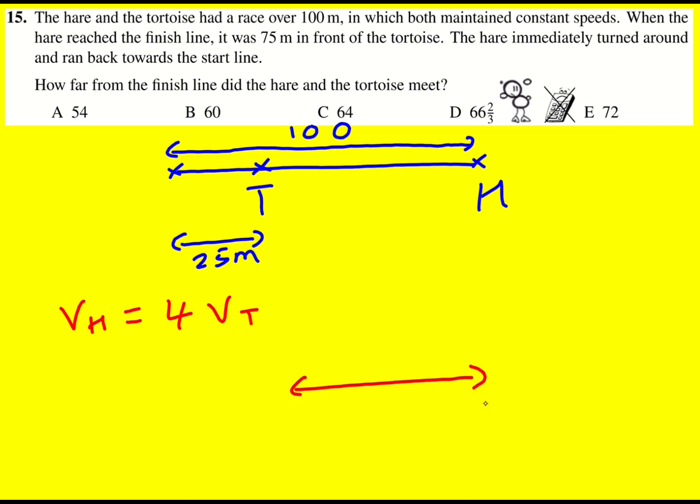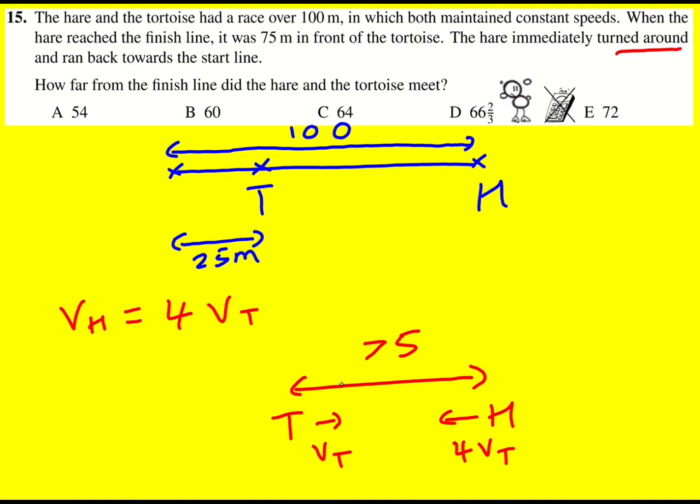Now they are at opposite ends, and the tortoise is continuing to run this way at speed vt, and the hare is now running the opposite way. They've turned around. So they're running at 4vt. This actually gives a relative velocity of 5vt. And the thing you have to realize is that this distance is 75 meters.